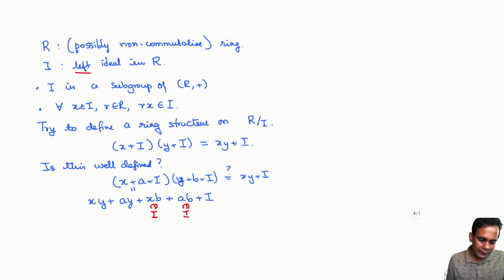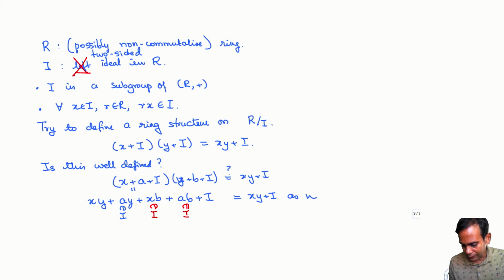So what we need is, this will be in I if I is a two-sided ideal. So we cannot work with only a left ideal, but we need to work with a two-sided ideal. So let's take I to be a two-sided ideal in R. Then this will also be in I, and so we will get that this is equal to xy plus I as needed. So multiplication is going to be well defined on R mod I, provided I is a two-sided ideal.